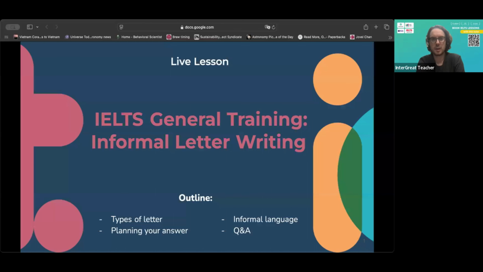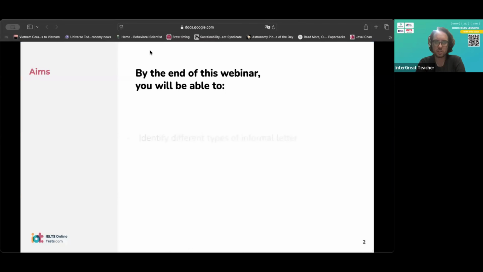We are going to be taking a look at one of the main areas that you will need to prepare for on the writing exam. So we're going to take a look at writing task 1 and particularly this question, which will be writing an informal letter.